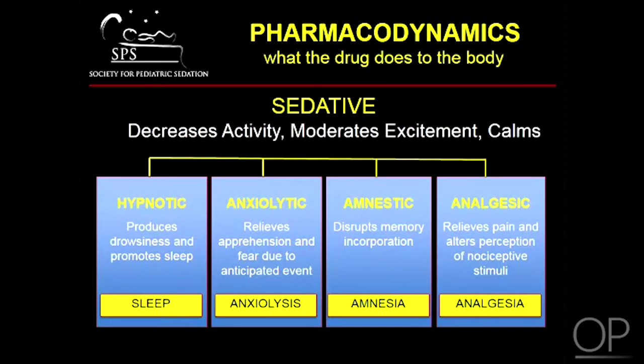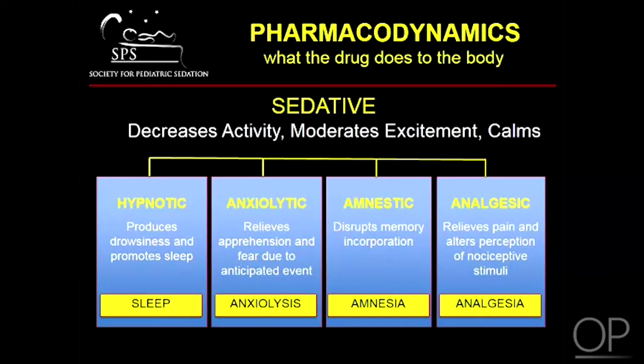Drugs with sedative anxiolytic properties relieve apprehension and fear due to anticipation of a specific event. The most common sedative anxiolytic drugs used in sedation practice are the benzodiazepines. Following drug administration, sedative amnestic drugs result in antegrade amnesia by disrupting incorporation of new information and preventing recall of events. Commonly used sedatives with amnestic properties are the benzodiazepines, propofol, and ketamine.